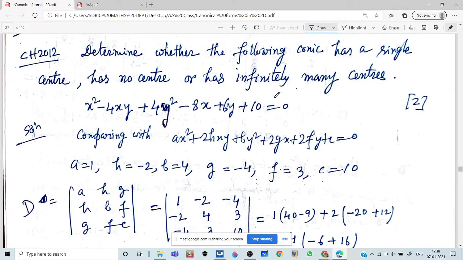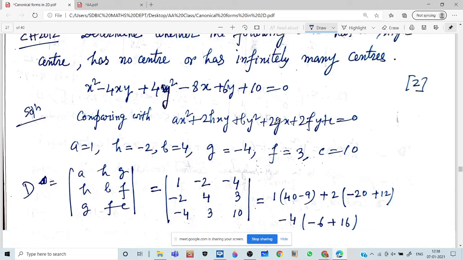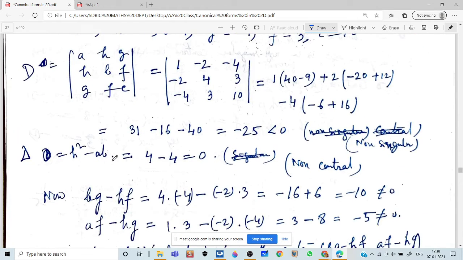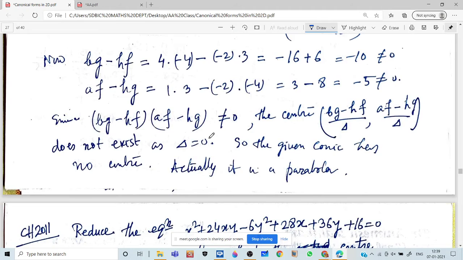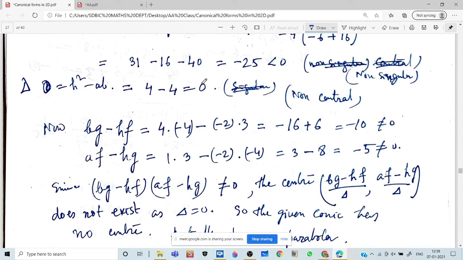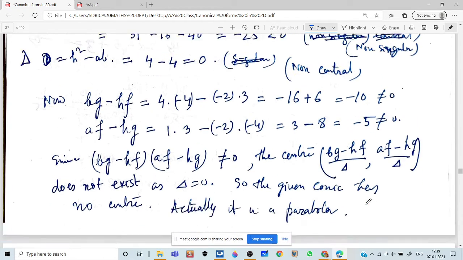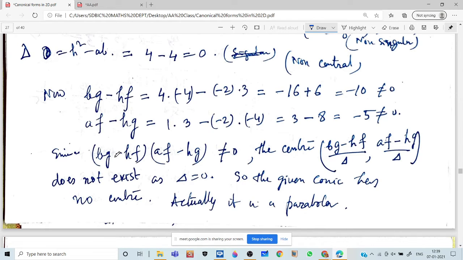Next, 2012. Determine whether the following conic has a single center, has no center, or has infinitely many centers. This is the problem: x square minus 4xy plus 4y square minus 8x plus 6y. You have already done this type of problem. So first you calculate delta and bg minus hf, af minus hg, which are not equal to 0, and delta is 0. So the denominator of the coordinates of the center is 0 and the numerators are non-zero, so the given conic has no center.